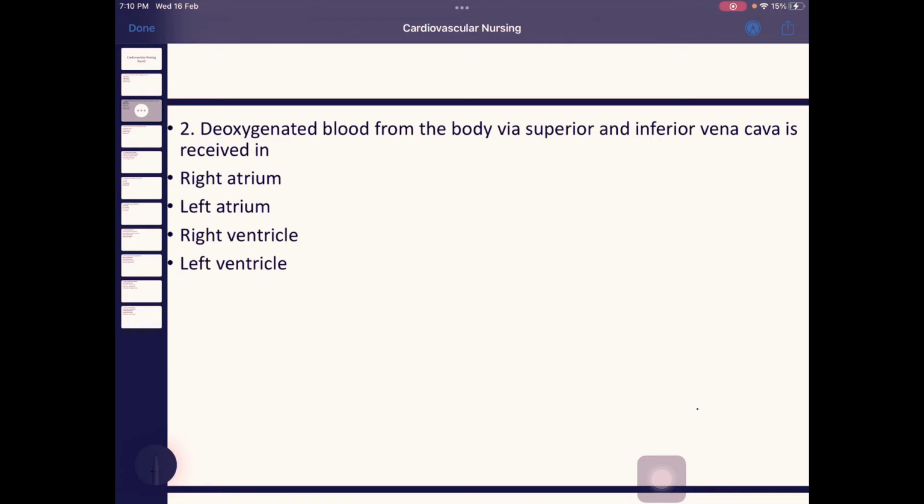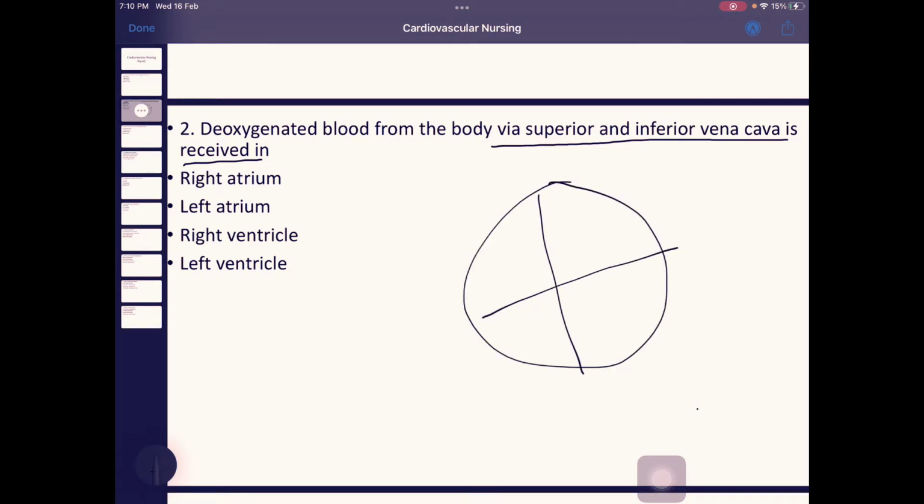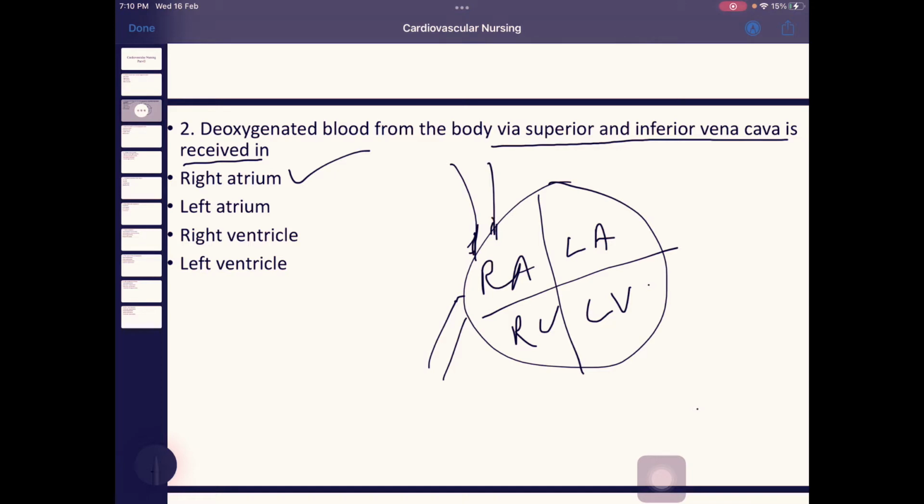The question number 2, the blood from the body via superior and inferior vena cava is received in, like I said in the previous questions, this is the heart. It contains 4 chambers: right atrium, left atrium, right ventricle, and left ventricle. So the blood from the body which gets collected through superior and inferior vena cava, they are emptied in the right atrium. So the correct answer is right atrium. The blood which comes from the body, it's the deoxygenated blood.